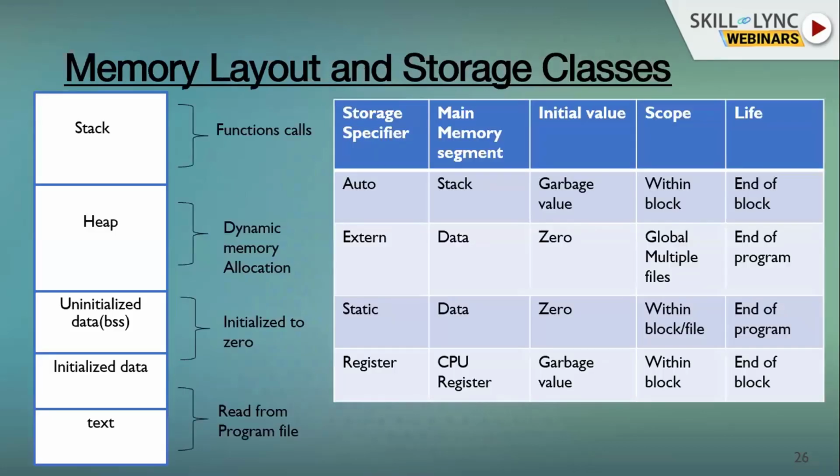Now we talk about memory layout and storage classes. There are four types of storage classes, which also give information about the variable that is created. Suppose we have the auto storage class. If we create any local variable, it will go to the auto storage, the stack section of the main memory. If we don't define a value for that variable, the value would be a garbage value. The scope would be within the block where it is declared, and the life would be until the end of the block. Once the block is finished, it will go off.